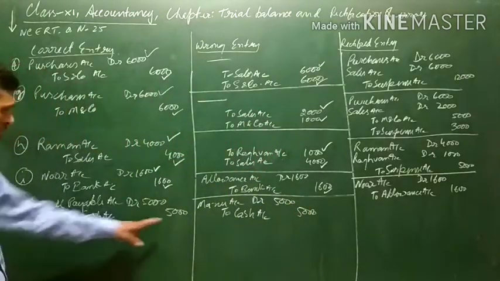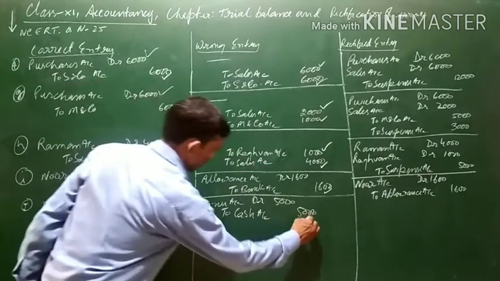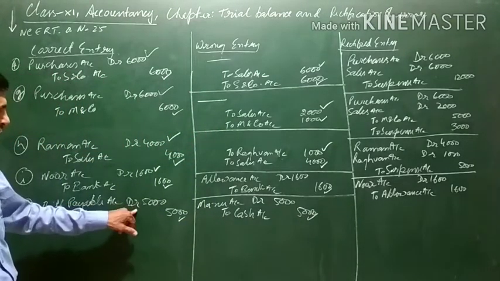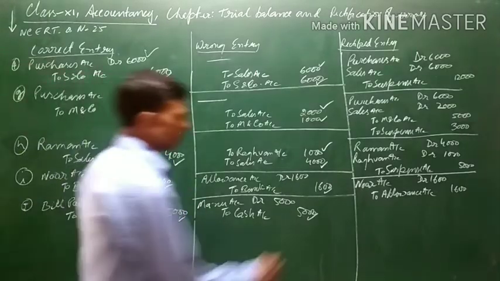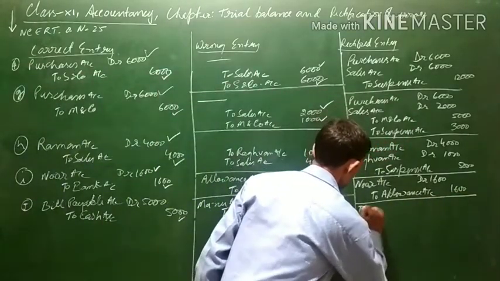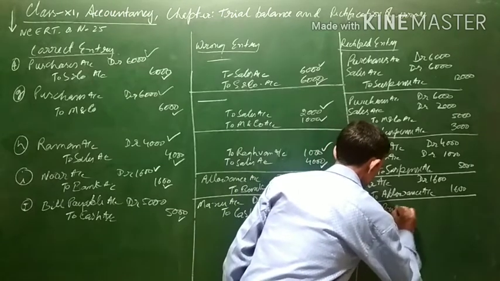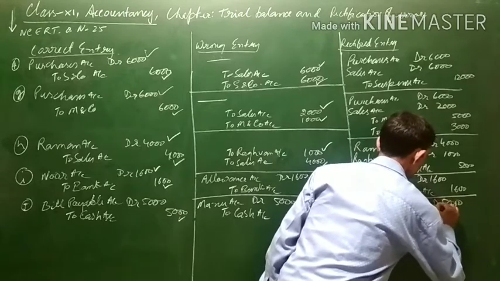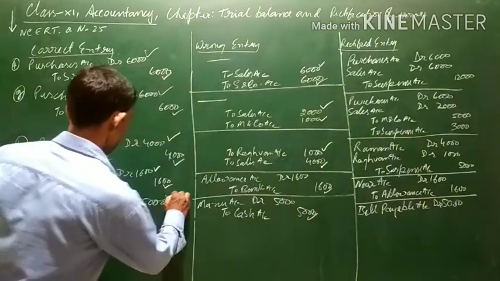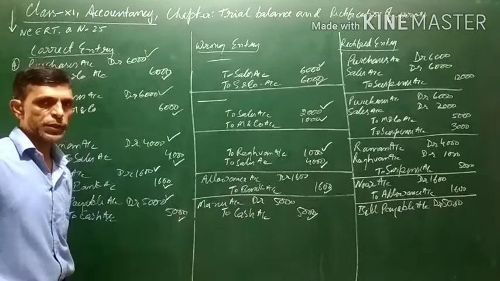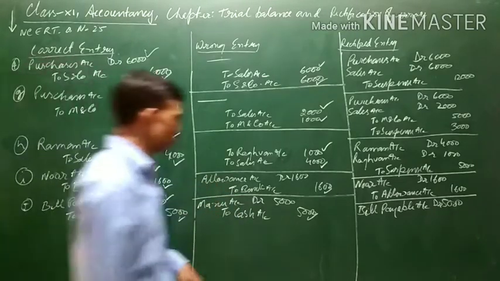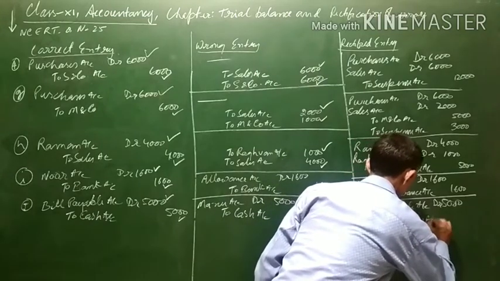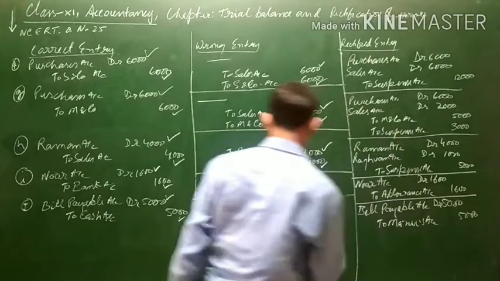Now you can see here the cash has been credited. It is to be credited, and it has been credited. Bills payable was to be debited, it has not been debited. So we will debit bills payable account 5,000. Now this is also over. Manu's account has been wrongly debited. In order to cancel this, we will credit Manu's account 5,000. This is also over.